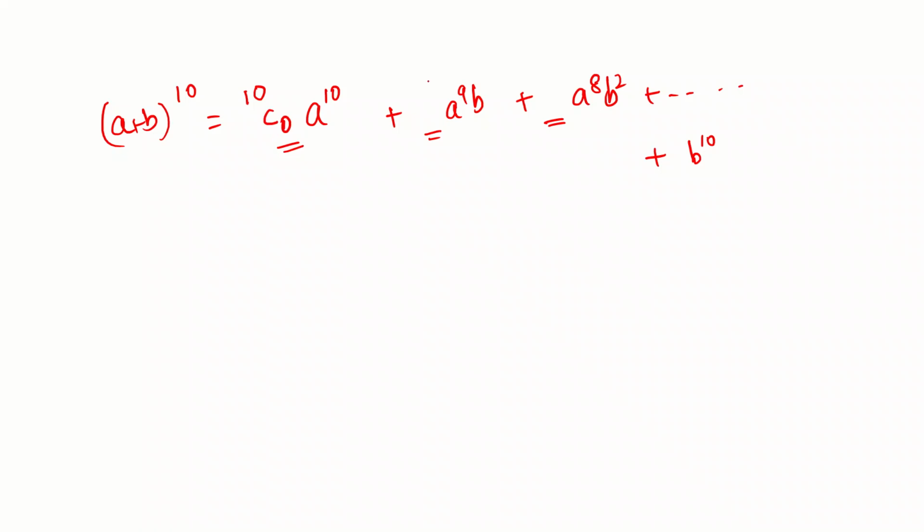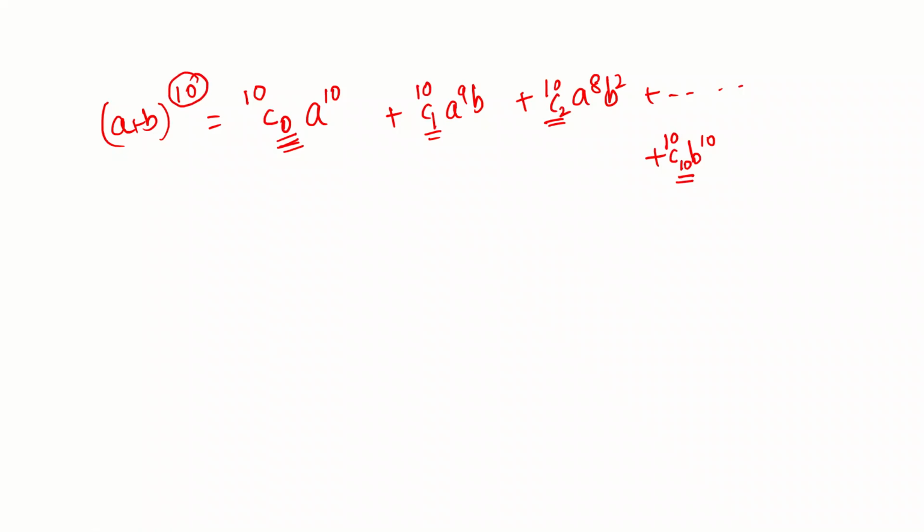10C0, 10C1, 10C2, and so on and so forth up till 10C10. These are the coefficients. Why is this 10? This 10 is from here, and it starts with 0 and goes all the way up to 10. So these are the coefficients.